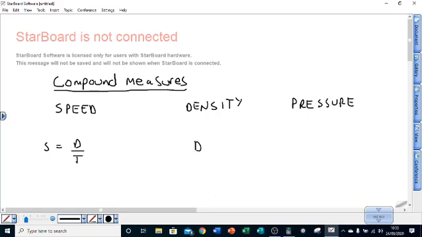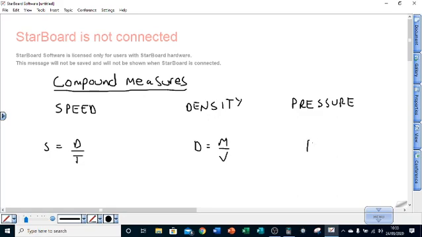Density, D, is equal to mass over volume. So mass could be measured in kilograms, volume could be measured in meters cubed. So you might have kilograms per, remember division means per, as another way of saying it, kilograms per meter cubed, grams per centimeter cubed, for instance. So again a compound measure because you're using two types of measure.